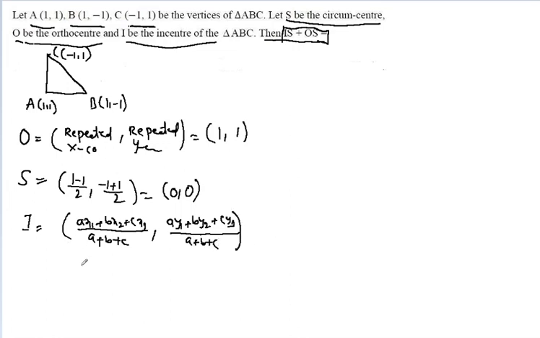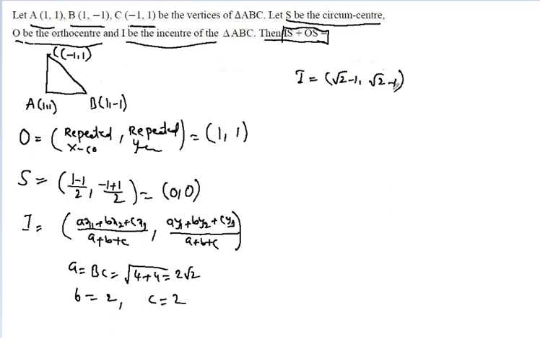Here the value a is the distance BC, which is the root of (1 plus 1) whole square plus (minus 1 minus 1) whole square, that is root of 4 plus 4, equal to 2 root 2. And b is the distance AC, that is 2, and small c is the distance AB, that is 2. Substituting these values, we get the incenter I equal to (root 2 minus 1, root 2 minus 1).